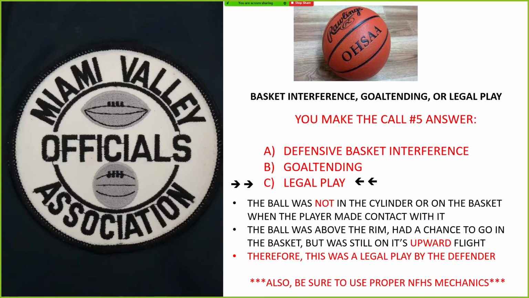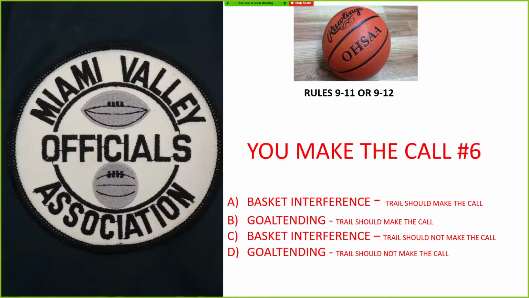Ashley will help us out with the last. You make the call. Thank you, Rayshawn. You make the call number 6. Is it A, basket interference, Trail should make the call? B, goaltending, Trail should make the call? C, basket interference, Trail should not make the call? Or D, goaltending, Trail should not make the call?